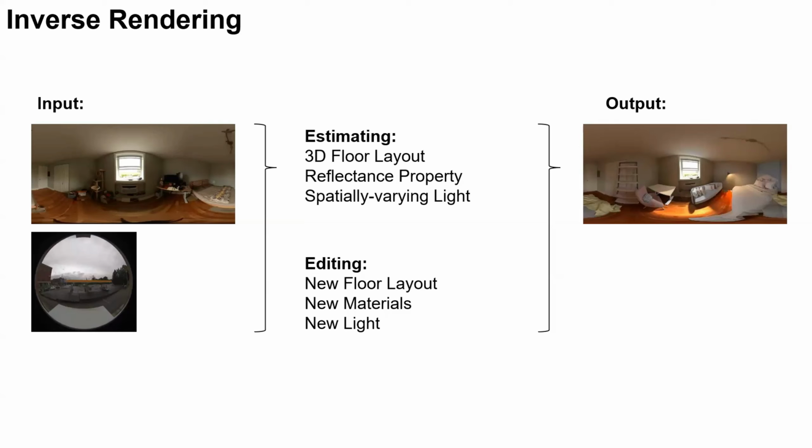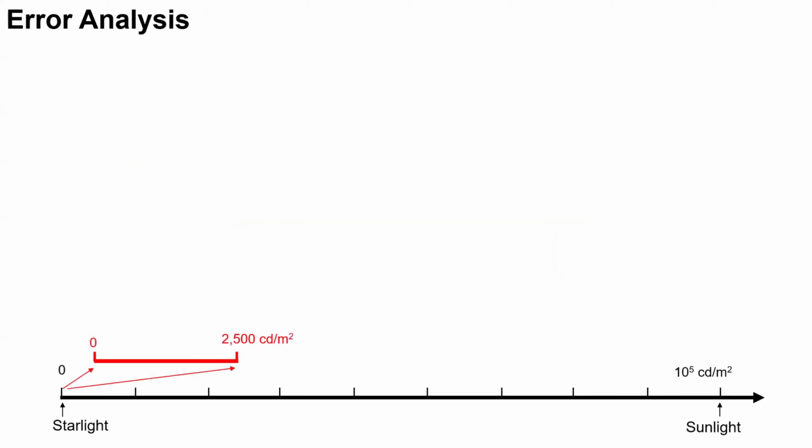But this time we do it the inverse way. That's why we call it inverse rendering. We only have the input images and get all of the information from the images.